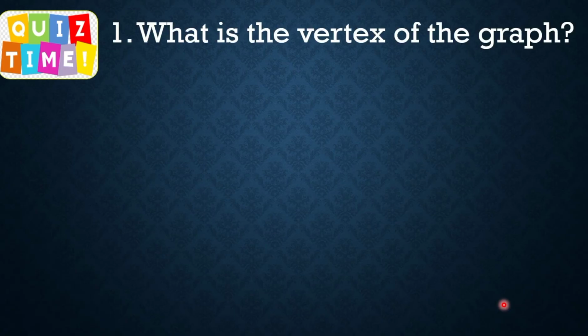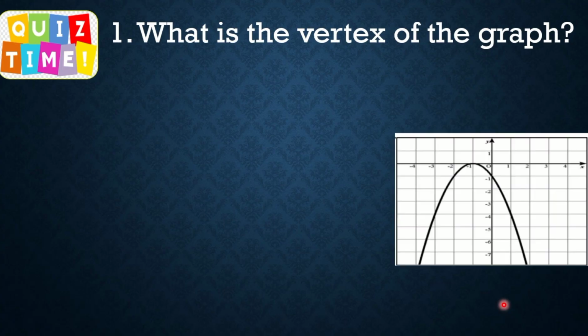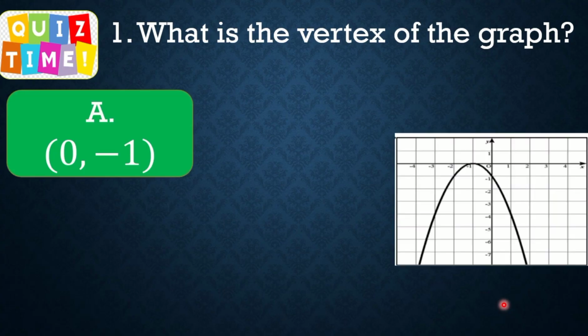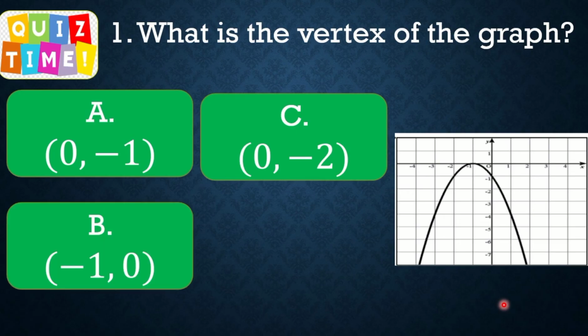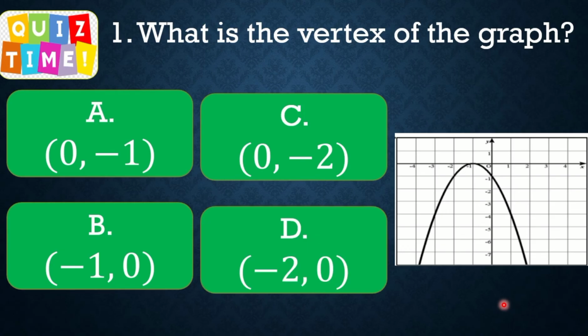Okay, for question number 1, what is the vertex of the graph? So, given the graph, what is the vertex? Letter A, 0 and negative 1. Letter C, 0 and negative 2. Letter B, negative 1 and 0. And letter D, that is negative 2 and 0. So what is the answer? Yes, the correct answer is letter B, negative 1 and 0.